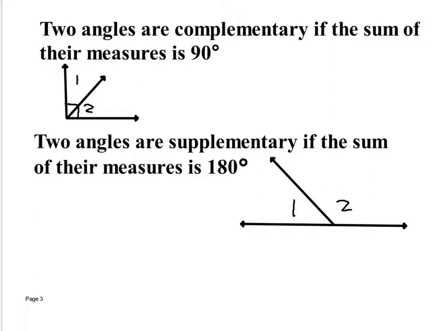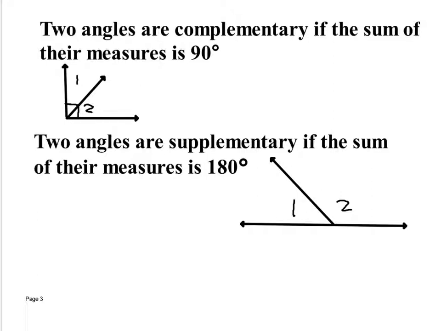Now what I tell students is you can think of complementary C, which comes before S in the alphabet. Well, 90 comes before 180 on a number line. So you can remember it that way. C with 90, S with 180. Or you remember that the S, supplementary, goes with the straight angle. Right? 180 is a straight angle. So S goes with the straight angle S. Okay? That's a couple different ways that you can help yourself memorize it. But either way, you need to memorize that. Complementary is 90, supplementary is 180.